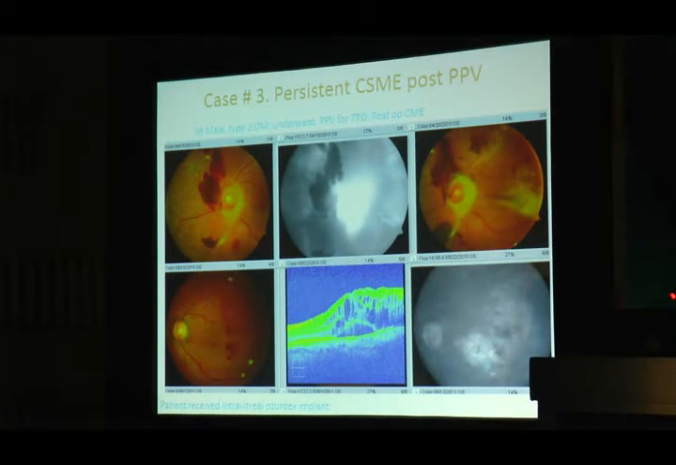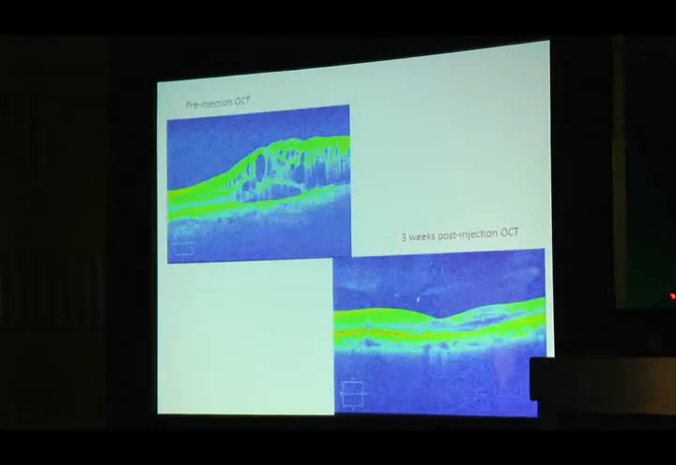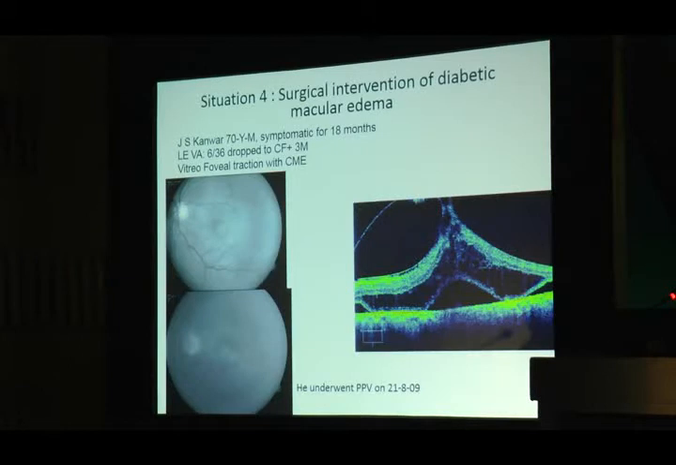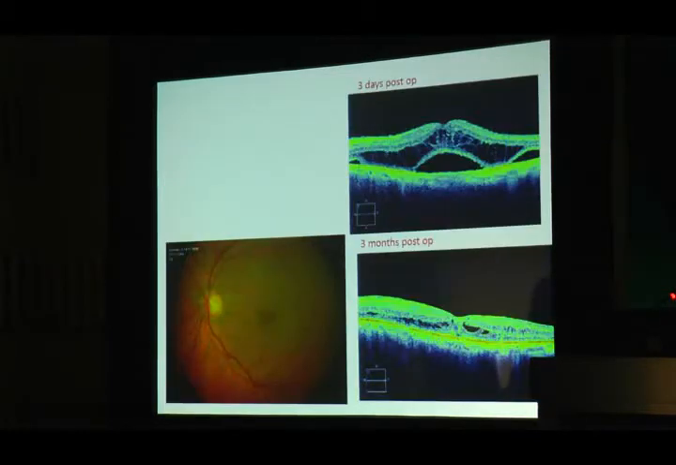Persistent CSME after vitrectomy you have done. So this is the kind of the tractional component. This is post-operative, but the edema persists. And this kind of cystoid edema responds very well to the treatment, for example, this one. Surgical intervention, we have reported this now that if you do the surgery alone, it takes about 2 to 3 months for the visual rehabilitation. But if you remove the traction and give an implant intraoperatively for the macular edema, the rehabilitation is much faster.